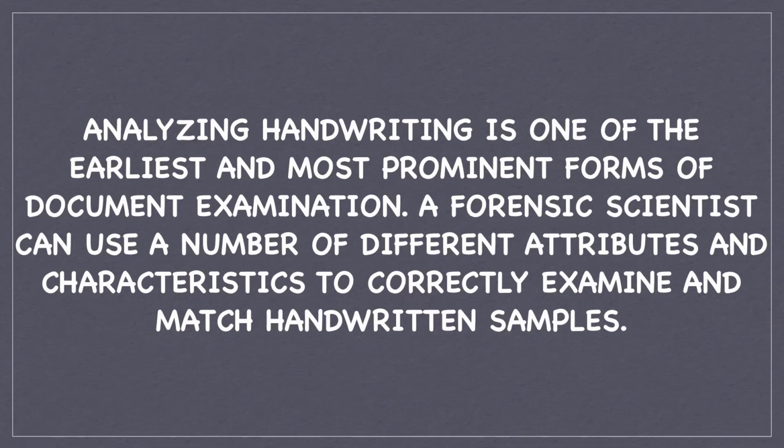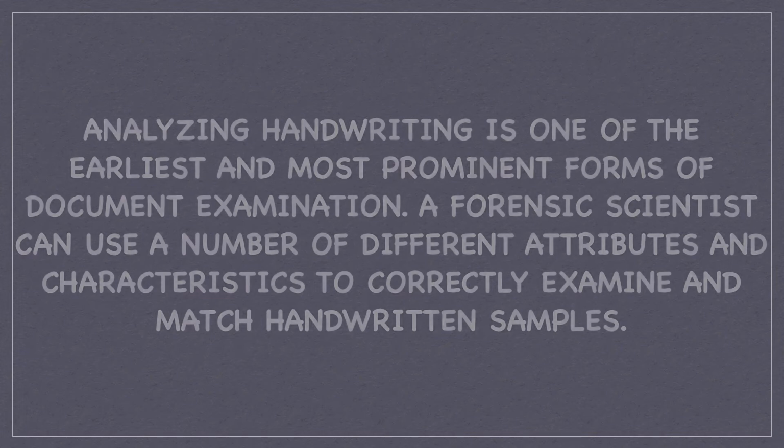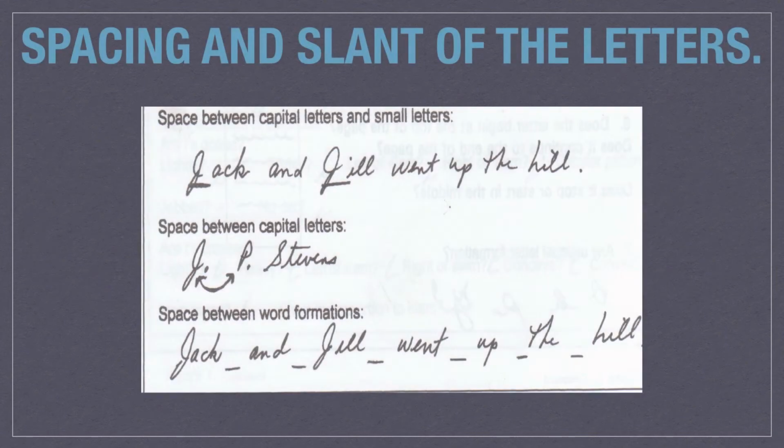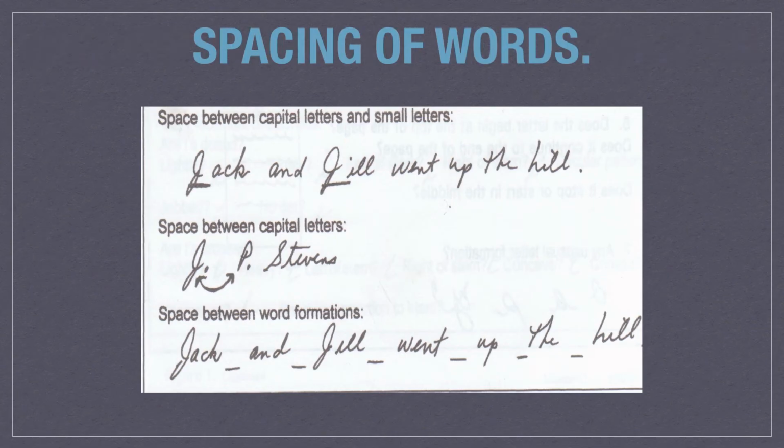Now, the first of these characteristics that we will look at is the spacing and slant of the letters, as well as the spacing of words. So if we look at the example, Jack and Jill went up the hill, the capital J in Jack and the capital J in Jill are spaced away from the rest of the name, and this is something that the writer will often do without thinking about. And at the bottom, the space between word formations, spaces can be large and spaces can be short depending on the writer.